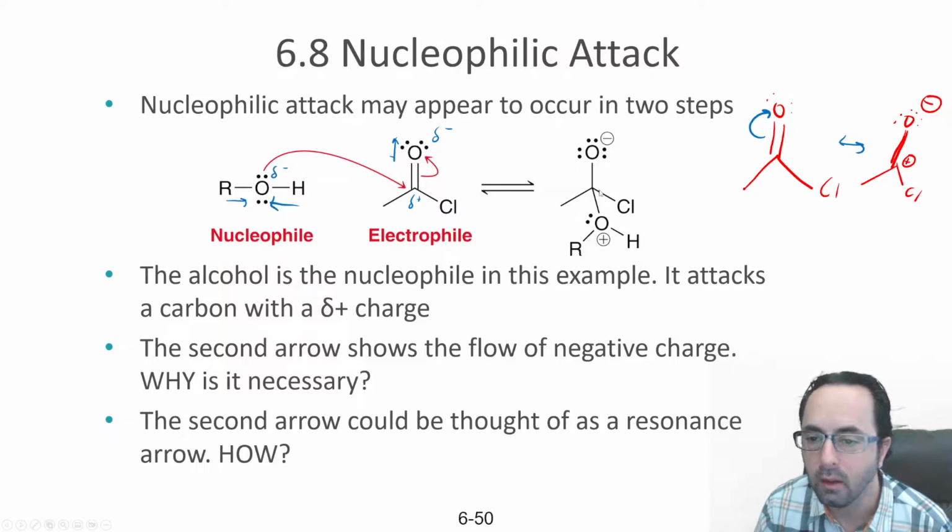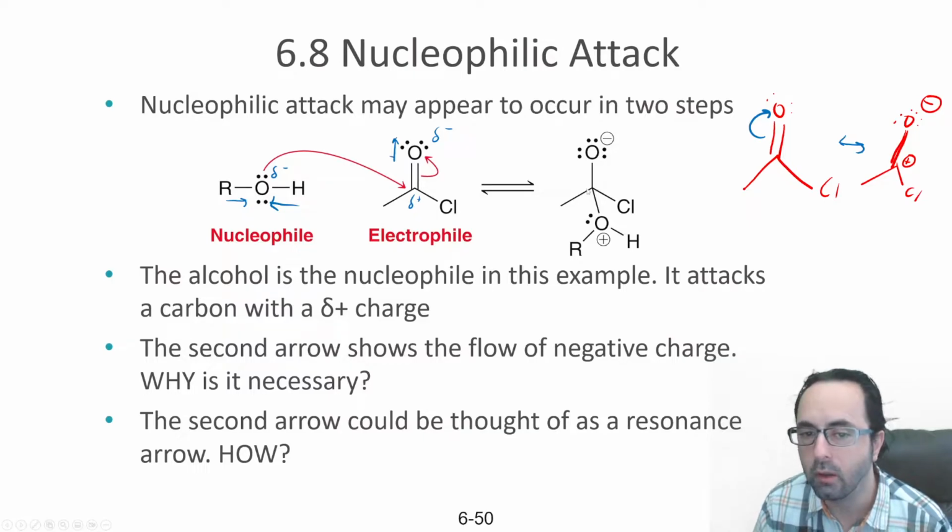When it does, this carbon now has four bonds and no lone pairs. This oxygen has the extra electrons from the pi bond, so it's negative. This oxygen is now making three bonds and has one lone pair, so it has a positive formal charge.